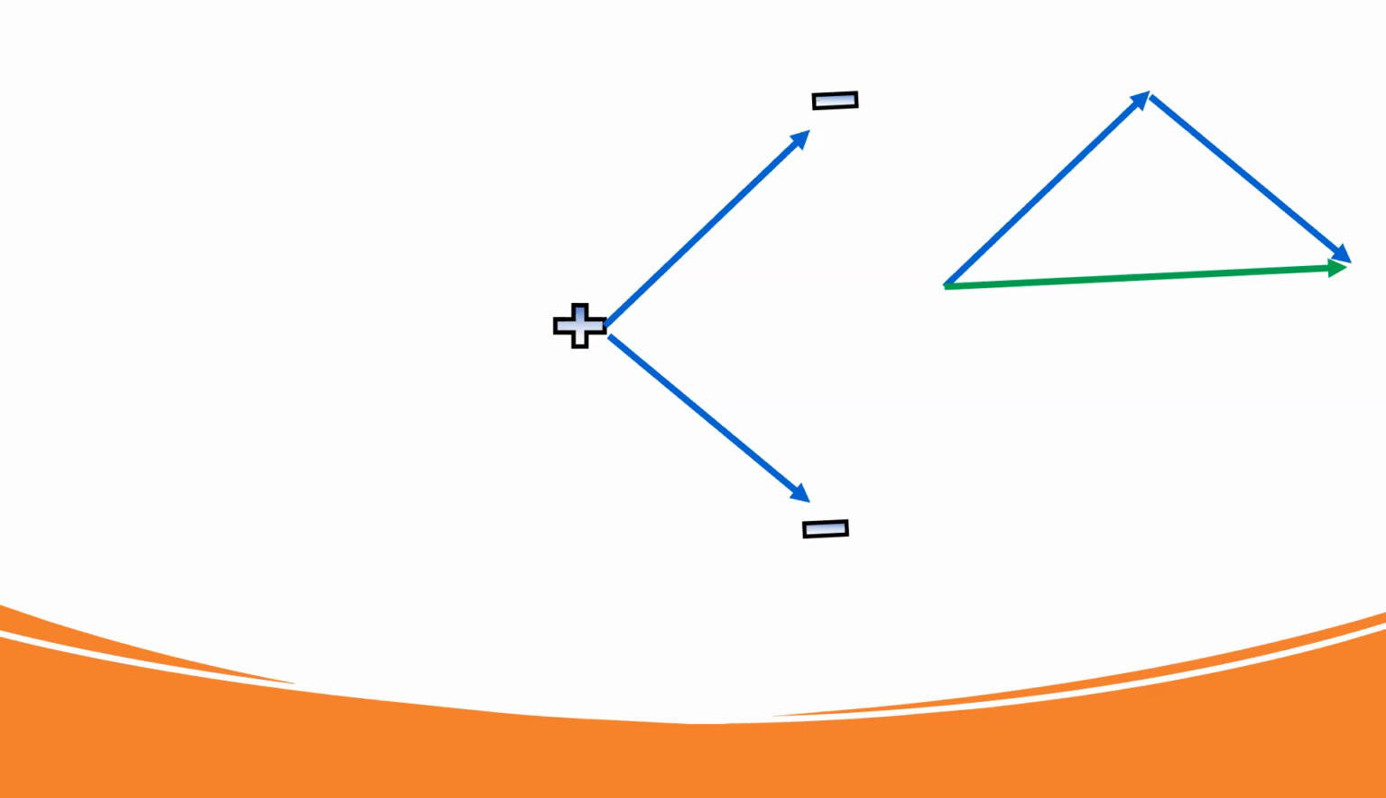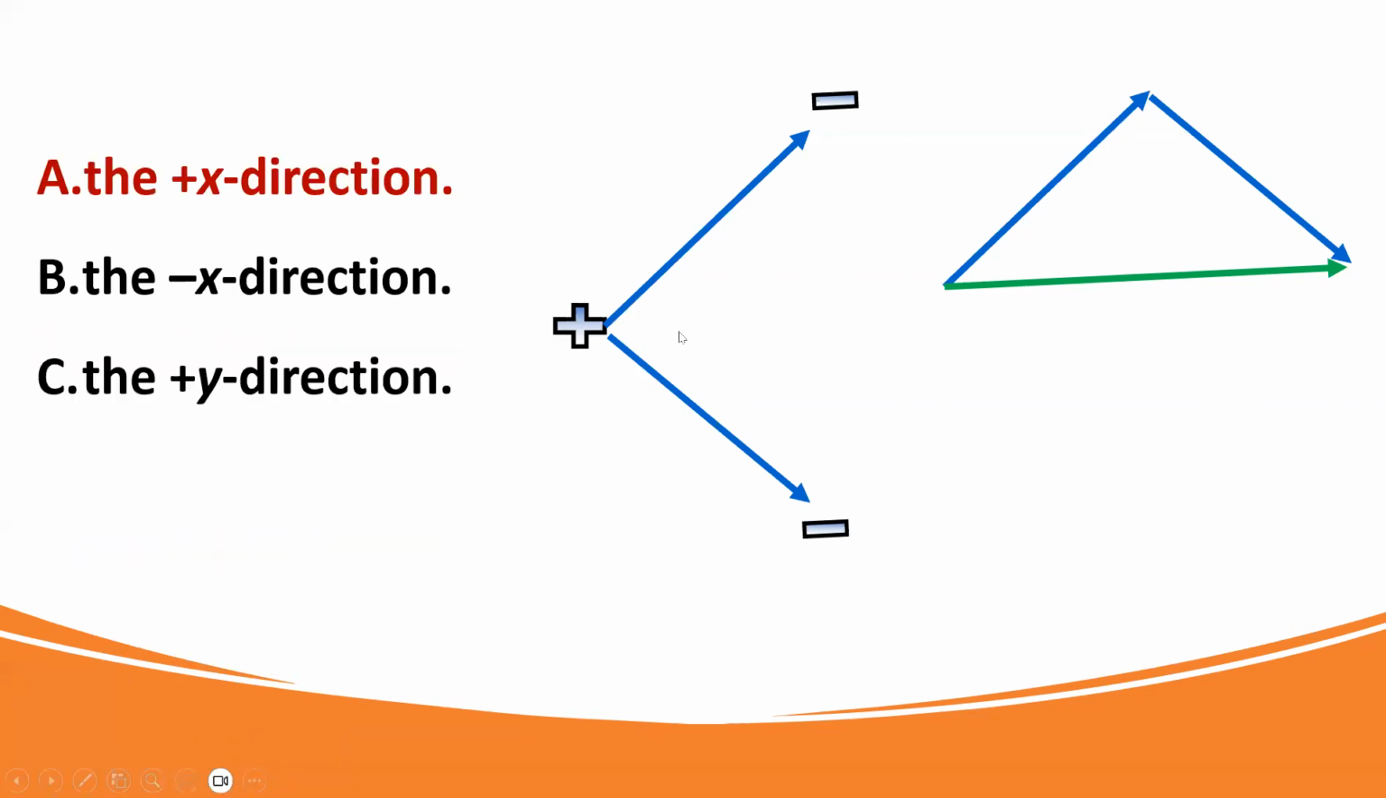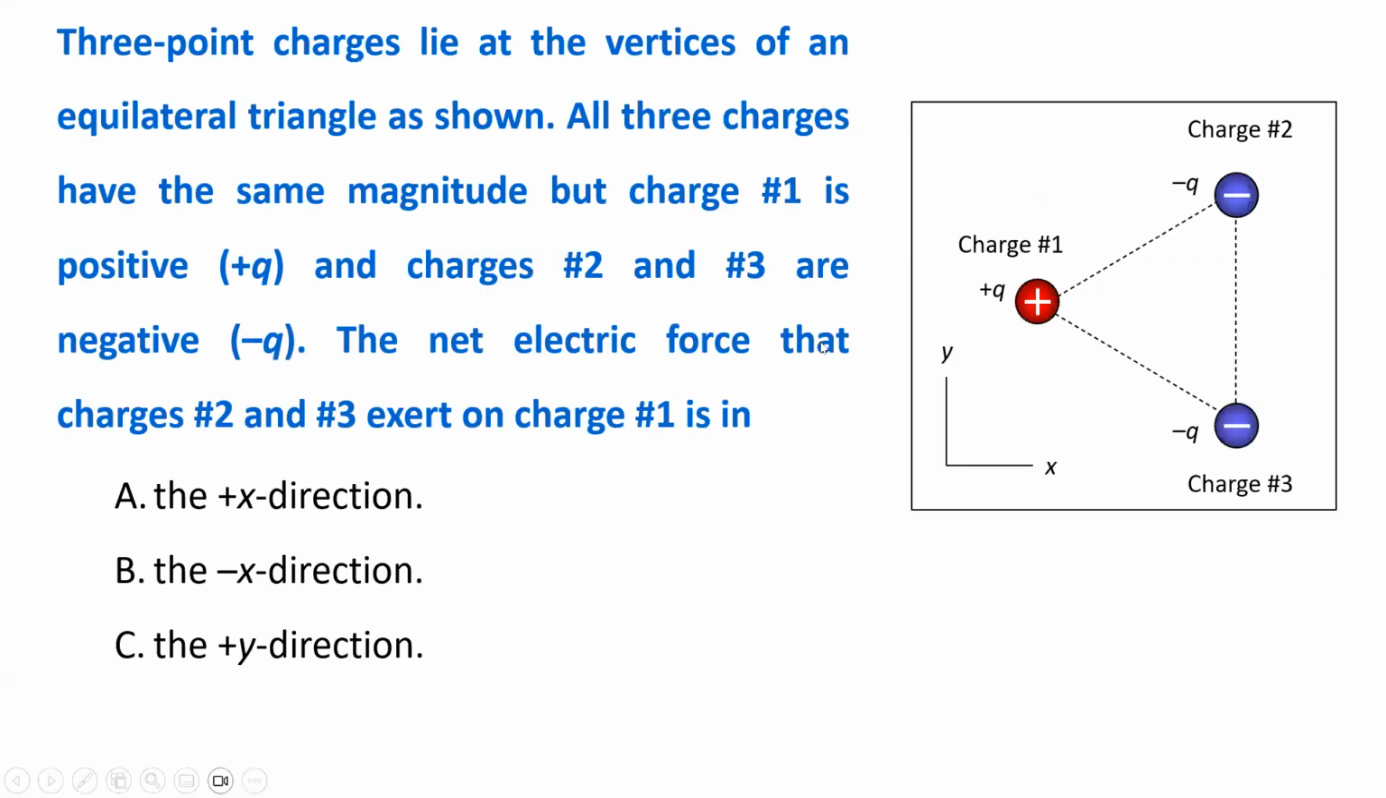It clearly shows that the direction of the resultant vector, the resultant force, which is the electric force, is the positive x-axis. That is the answer to this question: the resultant force is acting in the positive x direction. So these two negative charges are trying to pull this positive charge towards the positive x-axis.